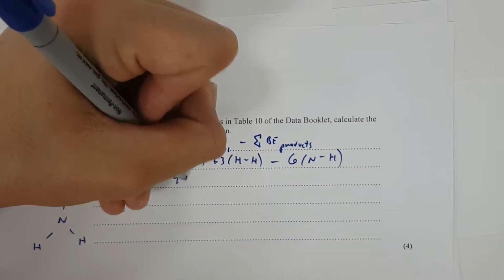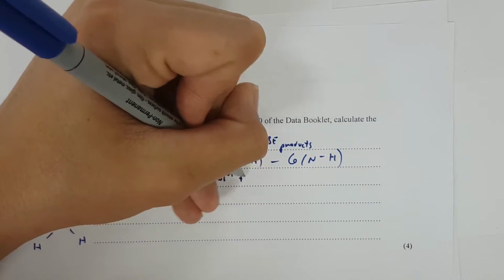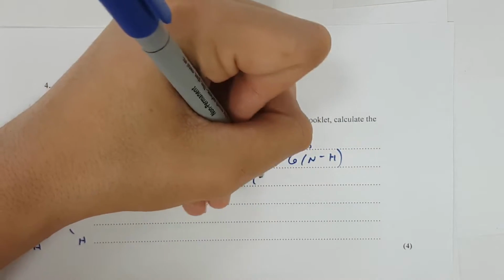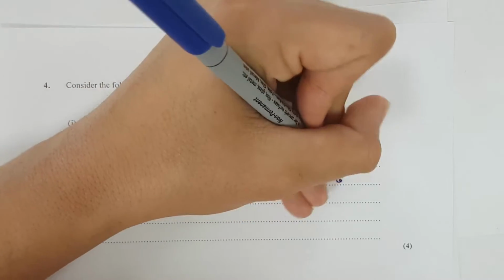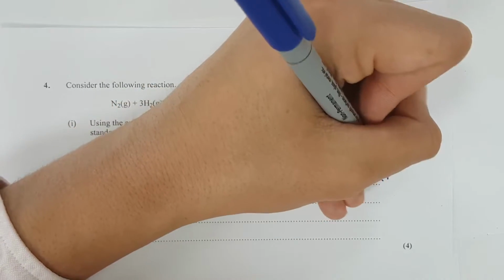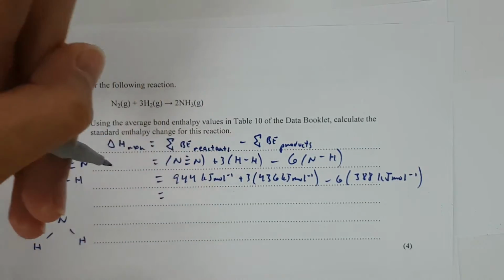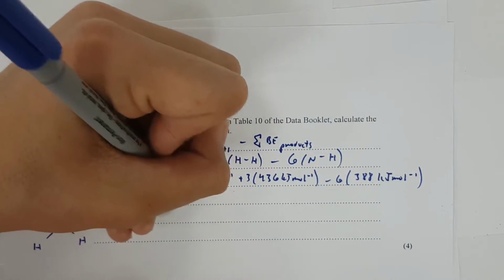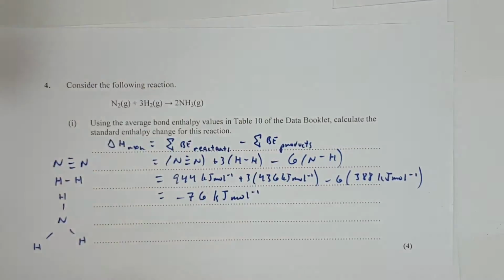we get 944 kilojoules per mole plus 3 times 436 kilojoules per mole minus 6 times 388 kilojoules per mole. And then just calculating that, you get an answer of negative 76 kilojoules per mole.